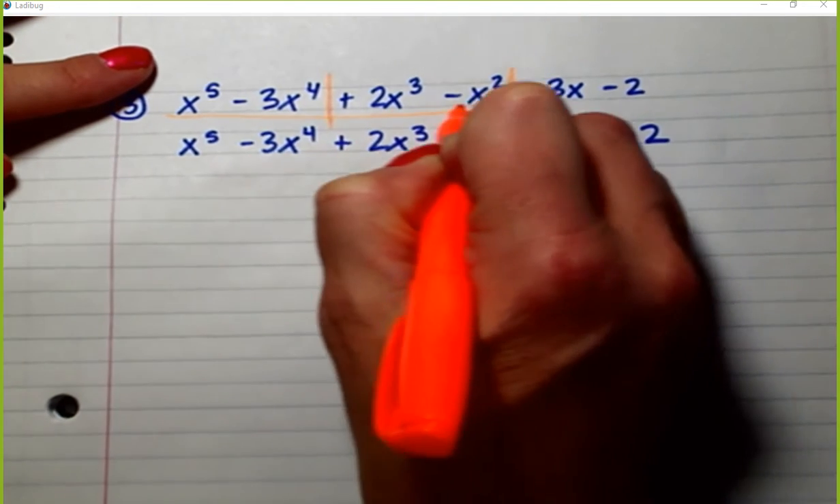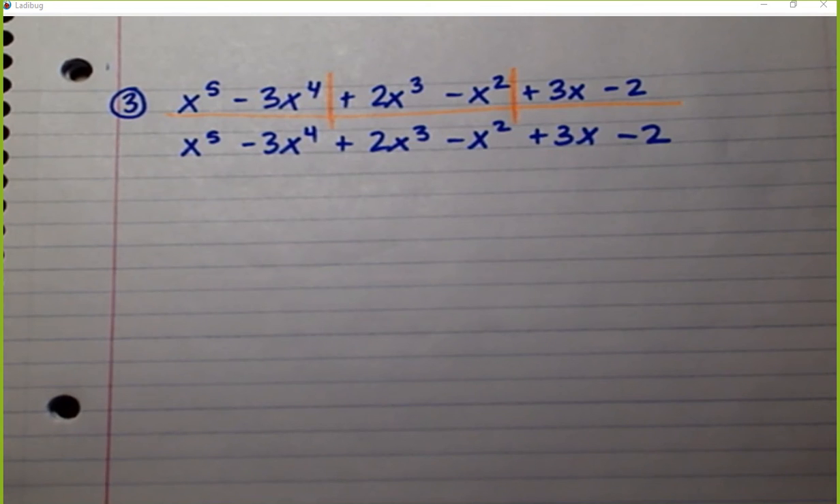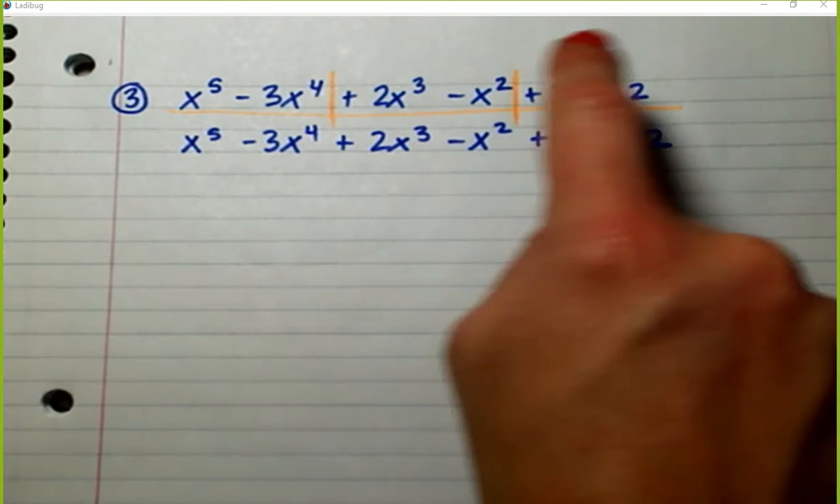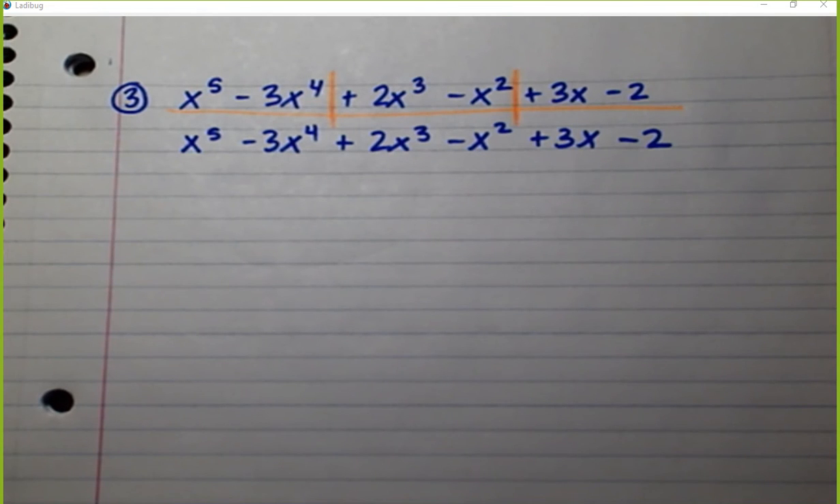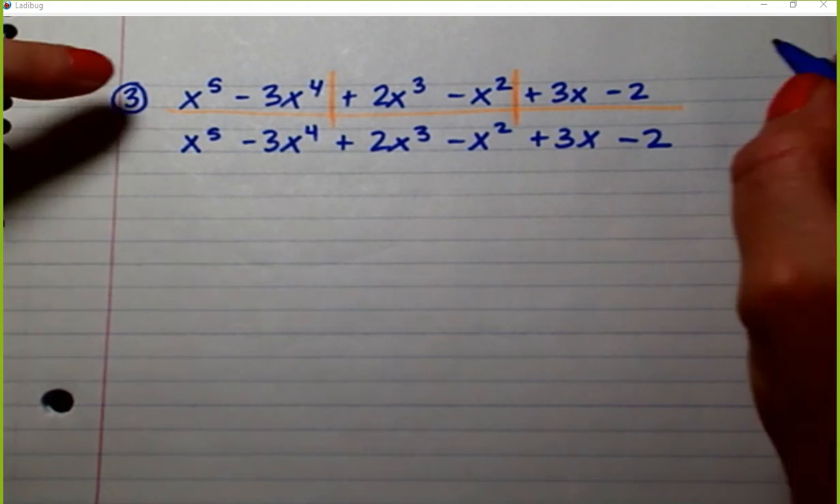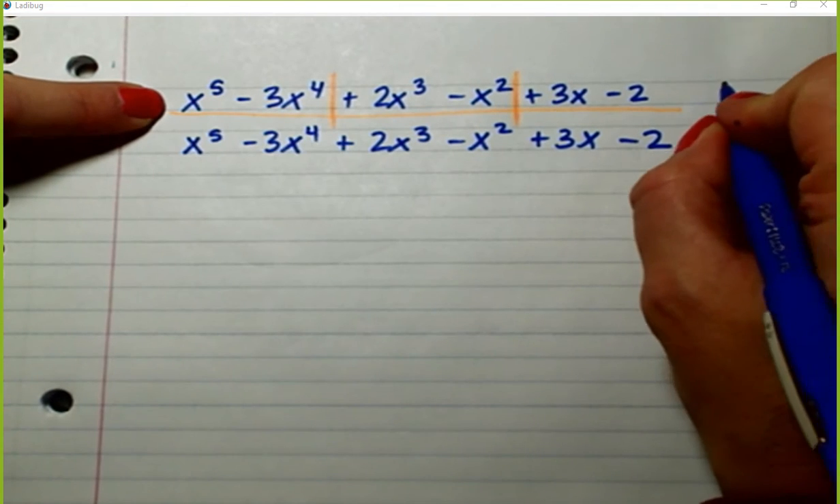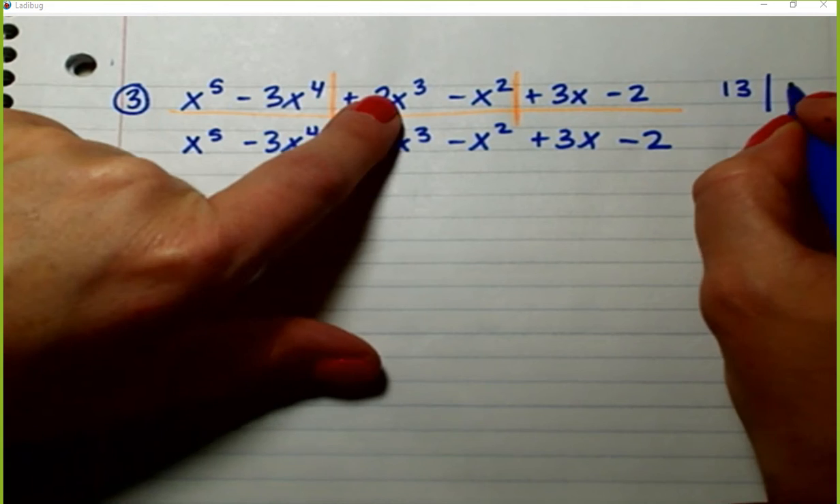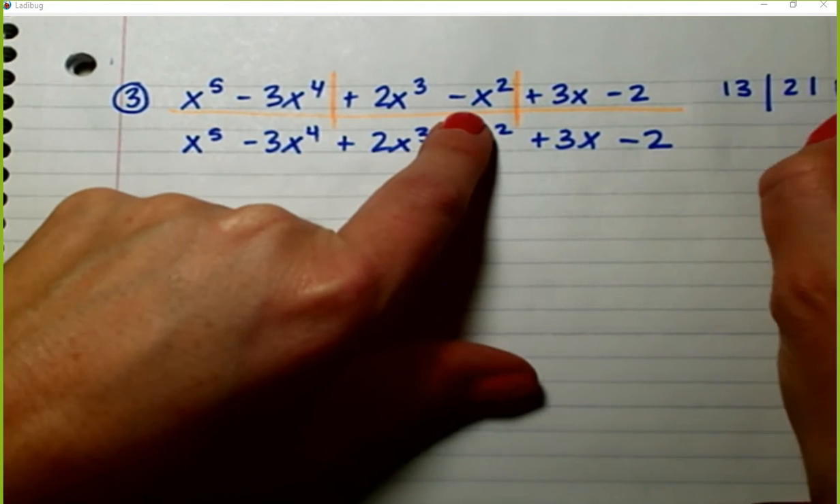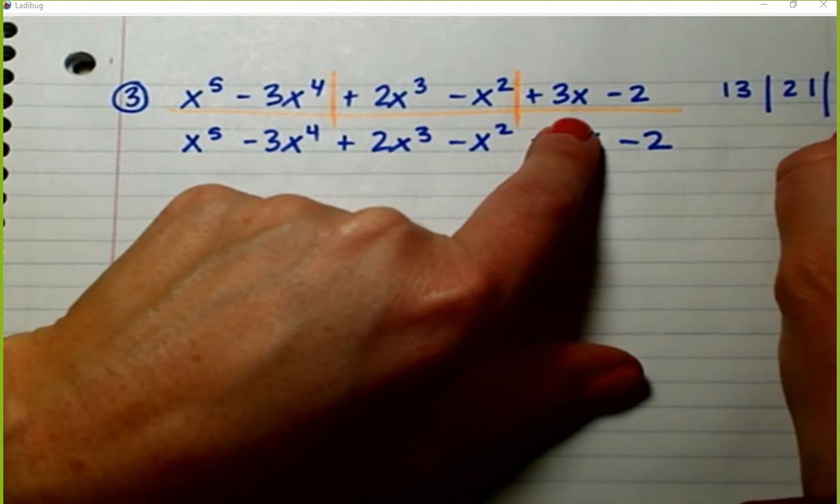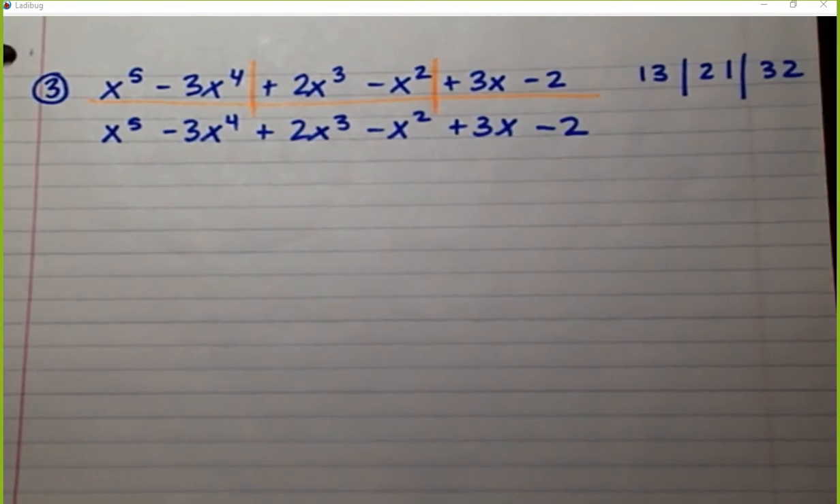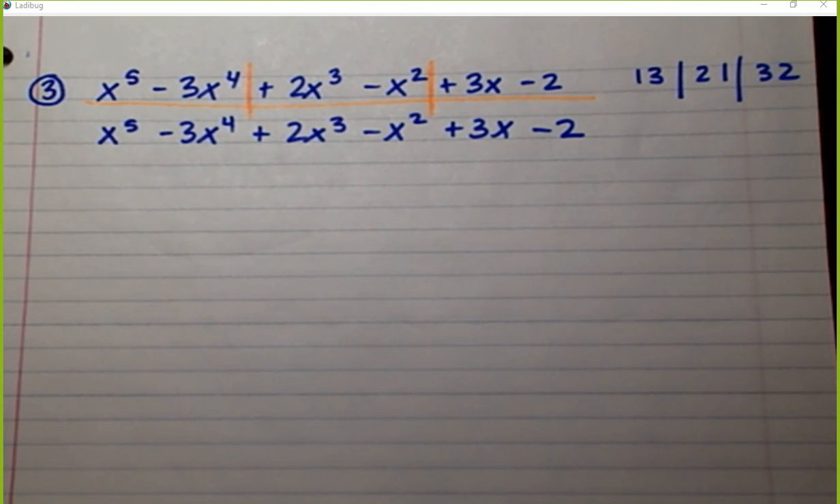The first one, I'm going to split it into groups of 2. Equal groups. I just have 3 groups. And I'm going to look at the coefficients. 1 and 3, 2 and 1, 3 and 2. You're like, that doesn't really mean anything to me.